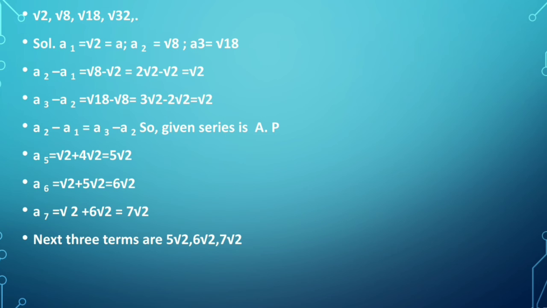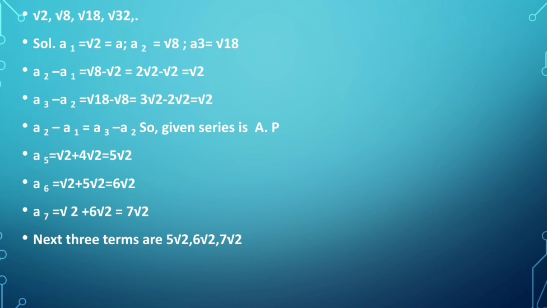Now the series is root 2, root 8, root 18, root 32, and so on. Here a1 is equal to root 2, a2 is equal to root 8 and a3 is equal to root 18. Now a2 minus a1 is simply root 8 minus root 2. As you know, root 8 is under root of 2 into 2 into 2, that is under root of 4 into 2. So under root of 4 is 2, then we get 2 root 2. Already we have minus root 2, so 2 root 2 minus root 2 is simply root 2.